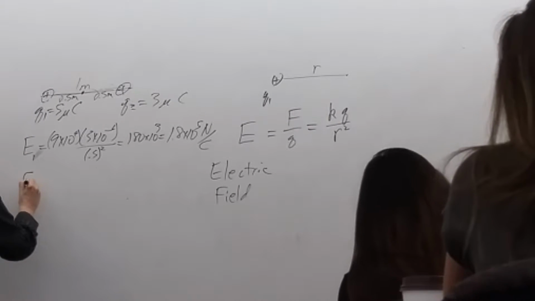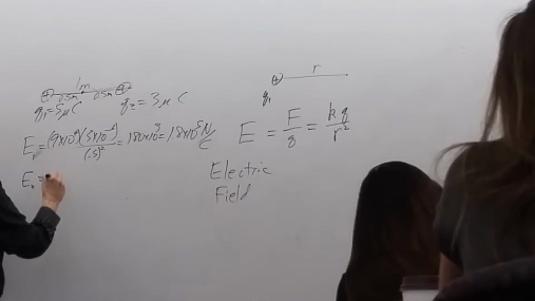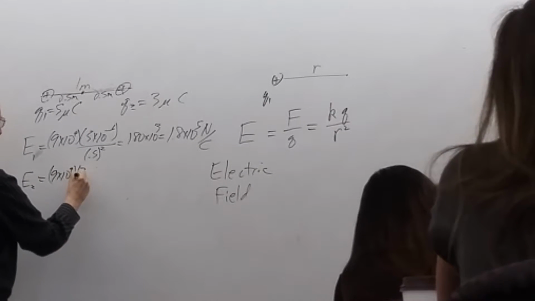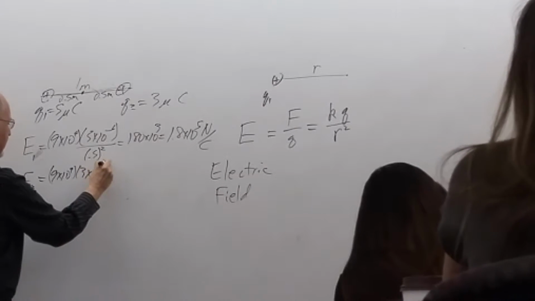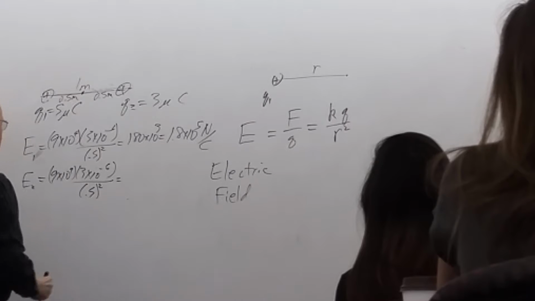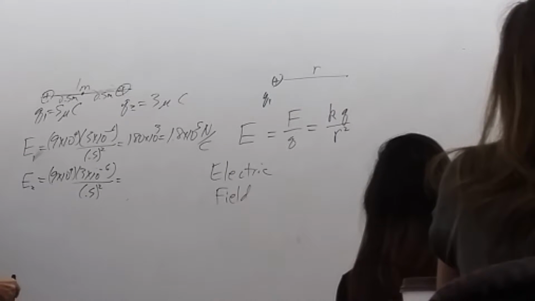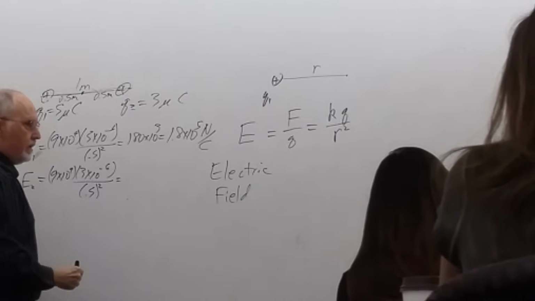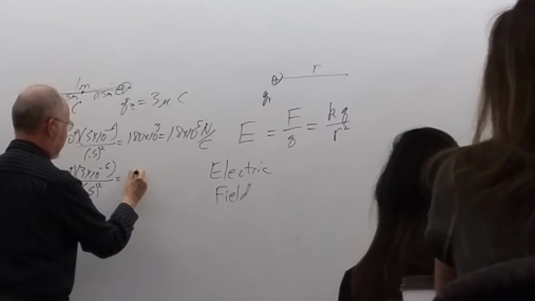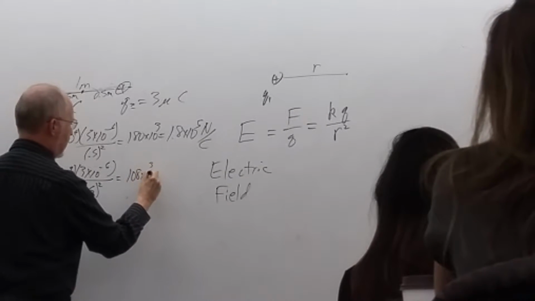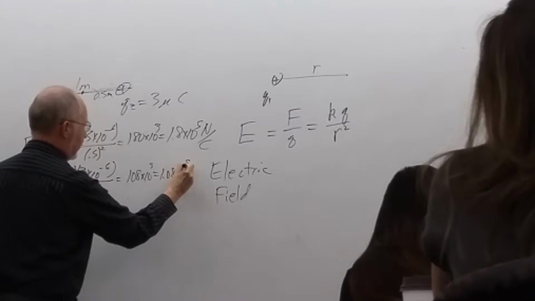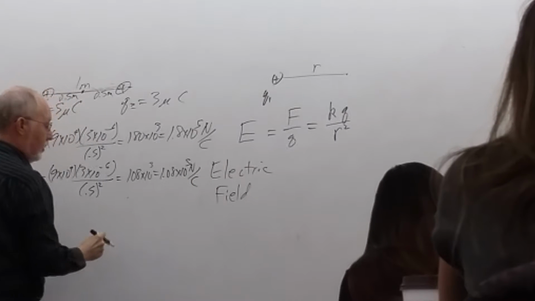What's the electric field due to the 3 microcoulomb? So 9 times 10 to the 9, 3 times 10 to the negative 6, divided by the 0.5 squared. So 27 times 4 would be 80, 90, 108. So 108 times 10 to the third, or 1.08 times 10 to the 5th newtons per coulomb.